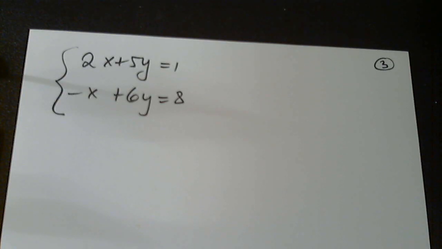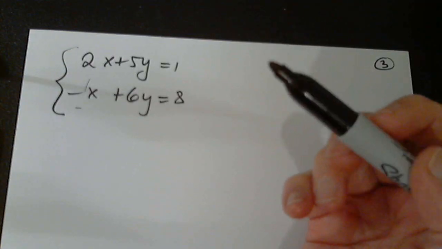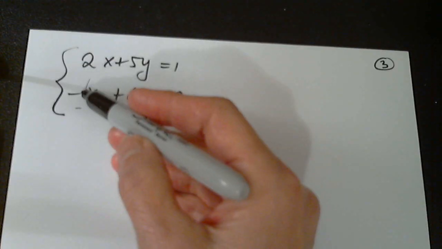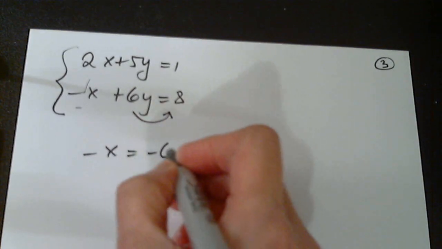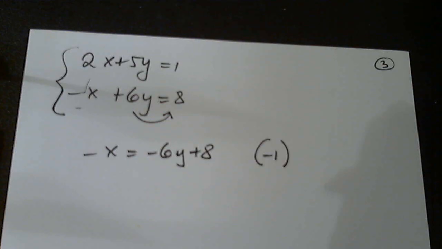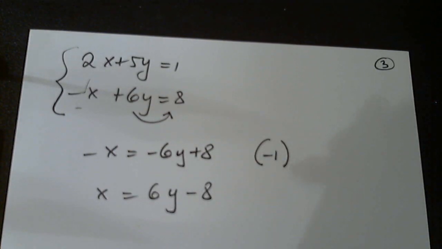Would we solve for x in the second one? Yes, of course. Because it's the only one with coefficient 1. 2, 5, and 6 will create fractions. This one will not. So I will move 6y to the other side, and I have to multiply both sides by negative 1. So x equals 6y minus 8.